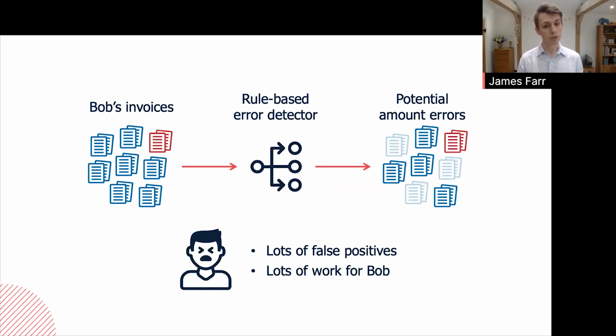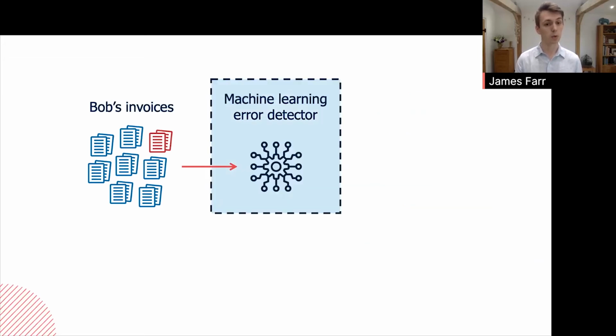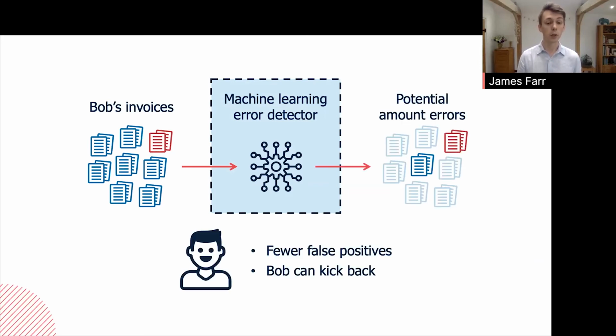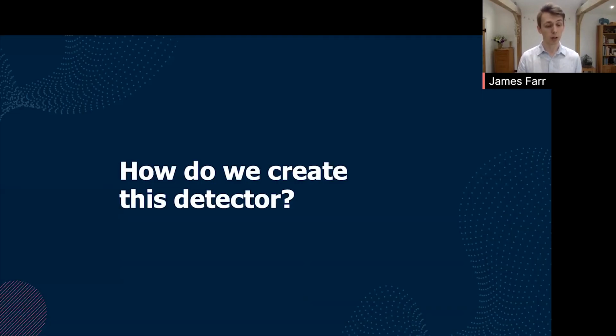The rule-based system struggles because it isn't flexible enough and can't pick up on the subtleties of amount errors. To address this then, we might seek to introduce a more naturally flexible machine learning error detector. This can then pick up on the intricate details of amount errors, producing far fewer false positives and putting Bob in a much better mood. The million-dollar question then is, how do we create this detector?